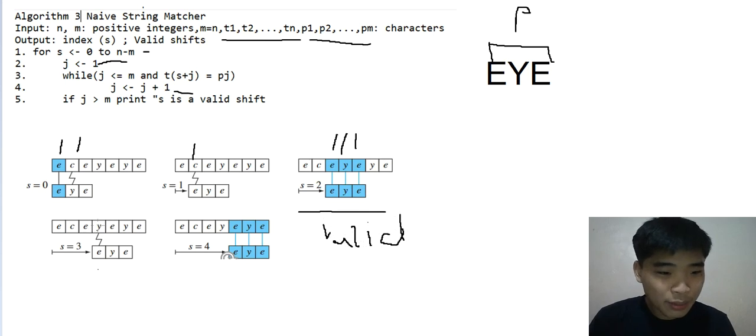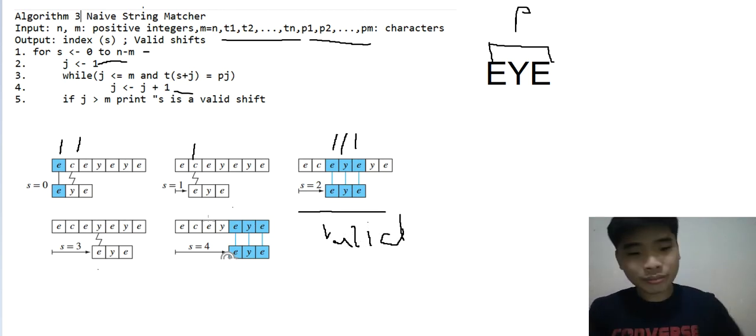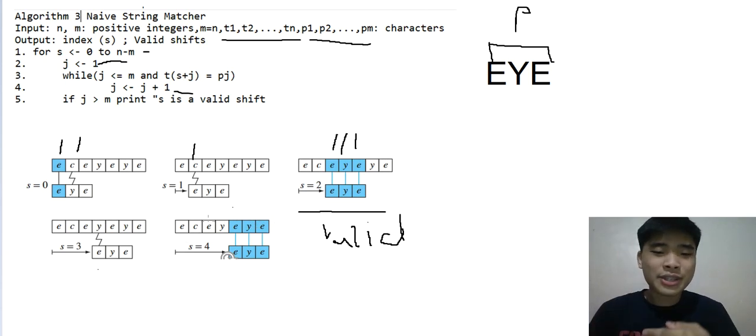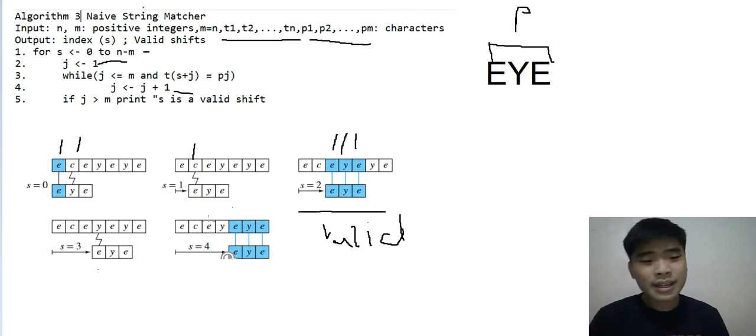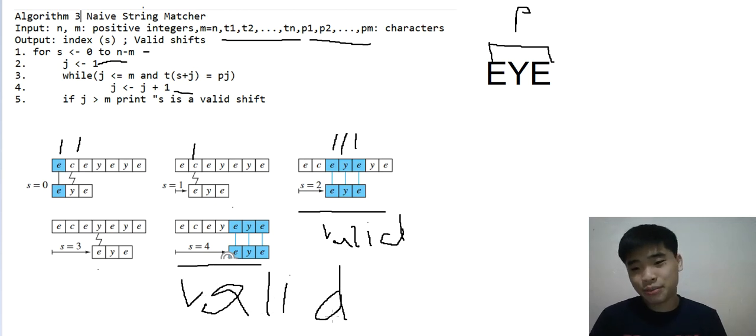Then next is Y. Y is not equal to the first character, which is E. So we move to the next. Then next is E. The next shift is E, so it equals the first character, and the next character is equal to the next character of the pattern, and the next character is equal to the next character, which is I. Which makes shift 4 valid. So that's how shifting basically works.